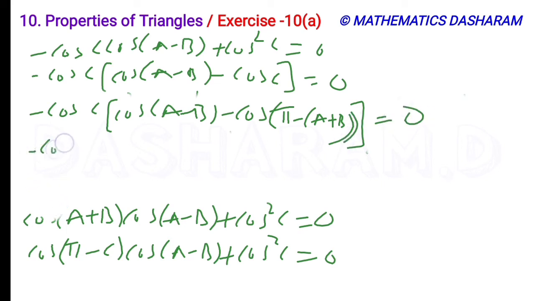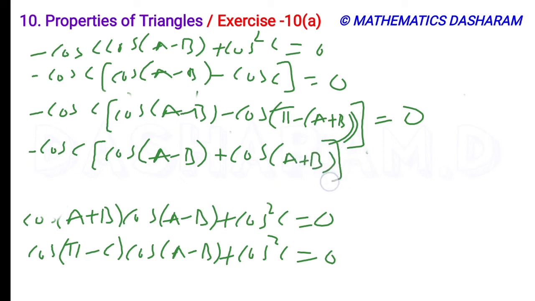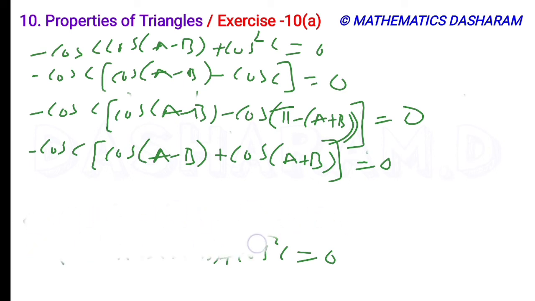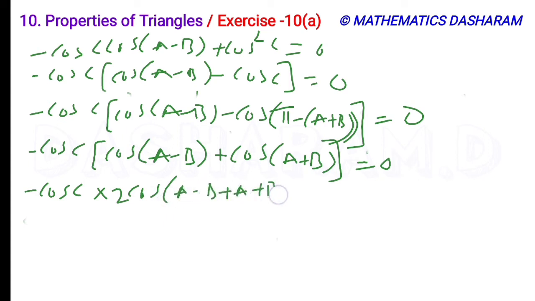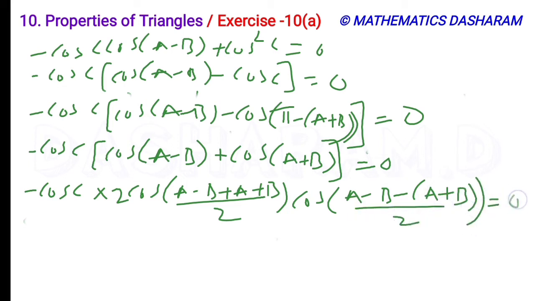So minus cos C into [cos(A minus B), cos 180 minus theta is minus cos theta, so minus of minus plus cos(A plus B)] equals 0. Now the cos C plus cos D formula: cos C plus cos D is 2 cos((C plus D) by 2) into cos((C minus D) by 2). So minus cos C into 2 cos((A minus B plus A plus B) divided by 2) into cos((A minus B minus (A plus B)) divided by 2), it is equal to 0.